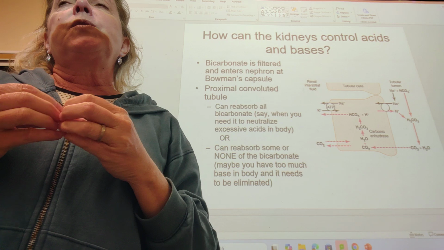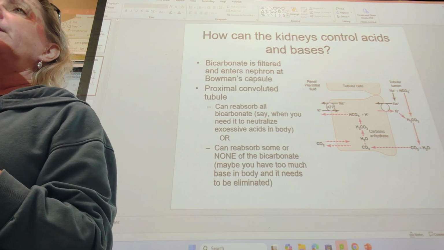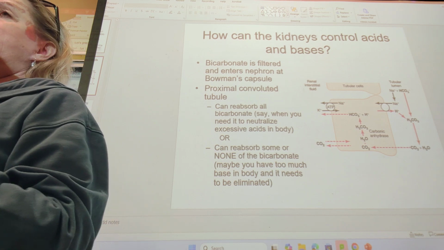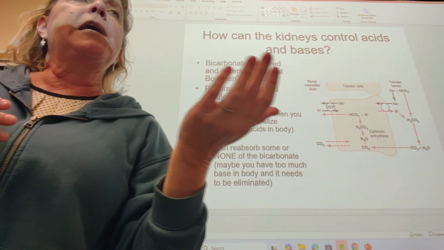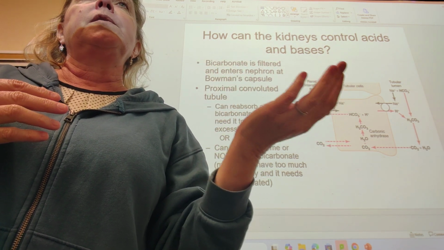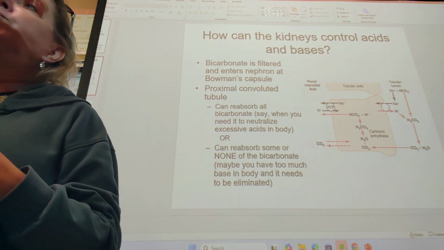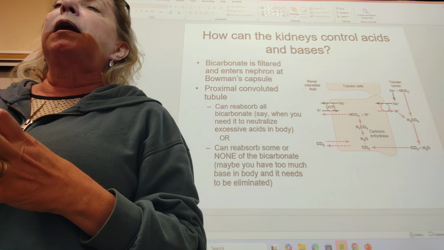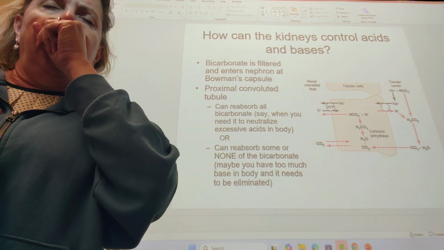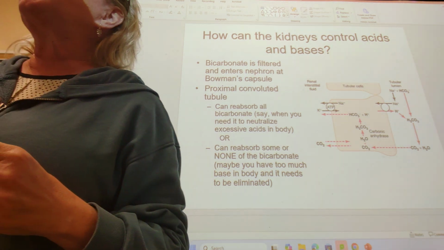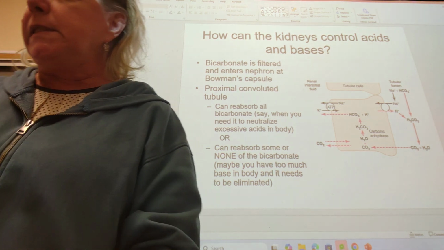With the late distal convoluted tubule, the alpha intercalated cells have this option. Should I make new bicarbonate or should I not? And you should know that this enzyme, the carbonic anhydrase, is sensitive to pH.